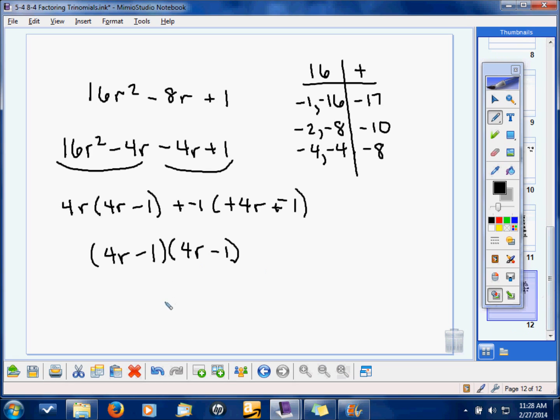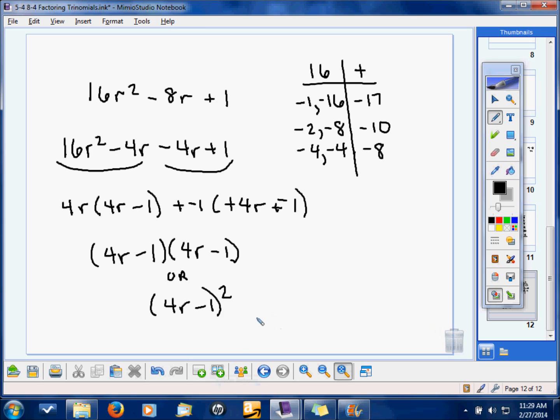We could do 4r minus 1. If you want to write it like this, you can: 4r minus 1 squared. Either one of these is a correct answer as far as factored form.